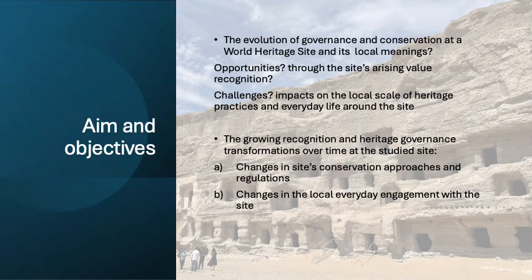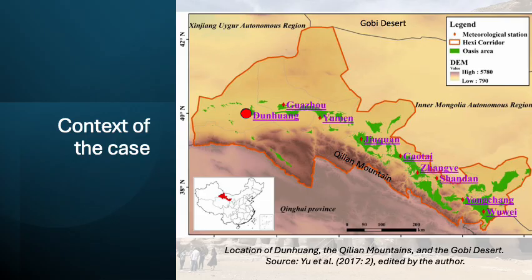So this study provides answers to these questions from understanding changes over time that appeared in the study case, in terms of its growing recognition and heritage governance transformations. Talking about the site's landscape, it is crucial to understand the case context, its location in China, its peripherality, and its recognition changes over the course of China's heritage legislative progress and heritage internationalization process.